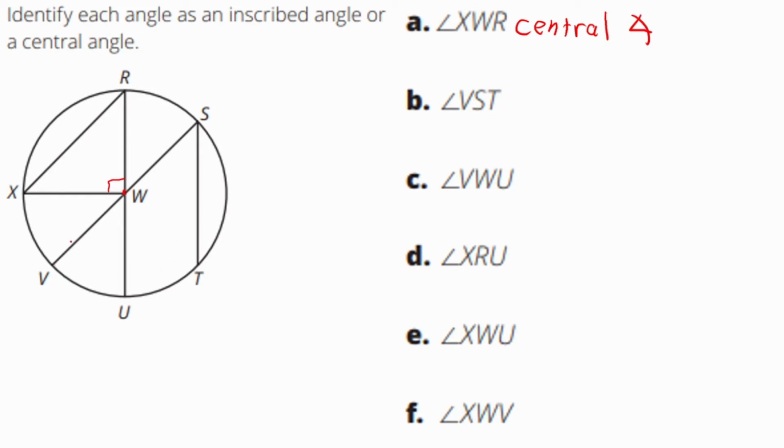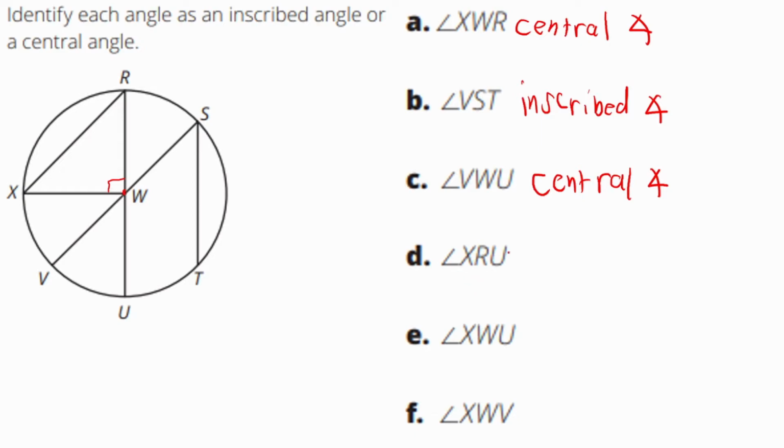VST. Where's the vertex there? VS is our vertex, and it's on our circle. So that is an inscribed angle. Next, VWU. VWU is our middle of our angle, so we want to say that is my central angle.